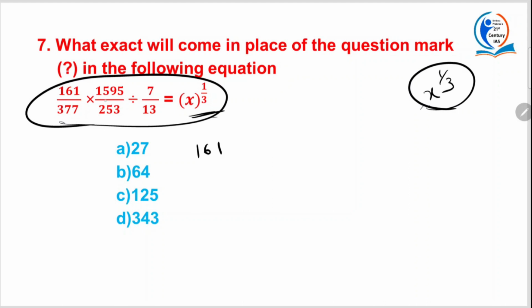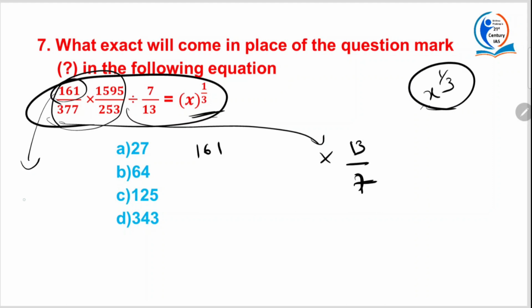161 by 377 into 1595 by 253 divided by 7 by 13. So if you want to change this into multiplication, what would you write? You would write into 13 by 7. Alright, and these numbers also you have to write in terms of product of 13 and 7, so that it will be easy for calculation. Okay, now 161, how can I write? Is it divisible by 7? Very much. And it is 23 sevenths.